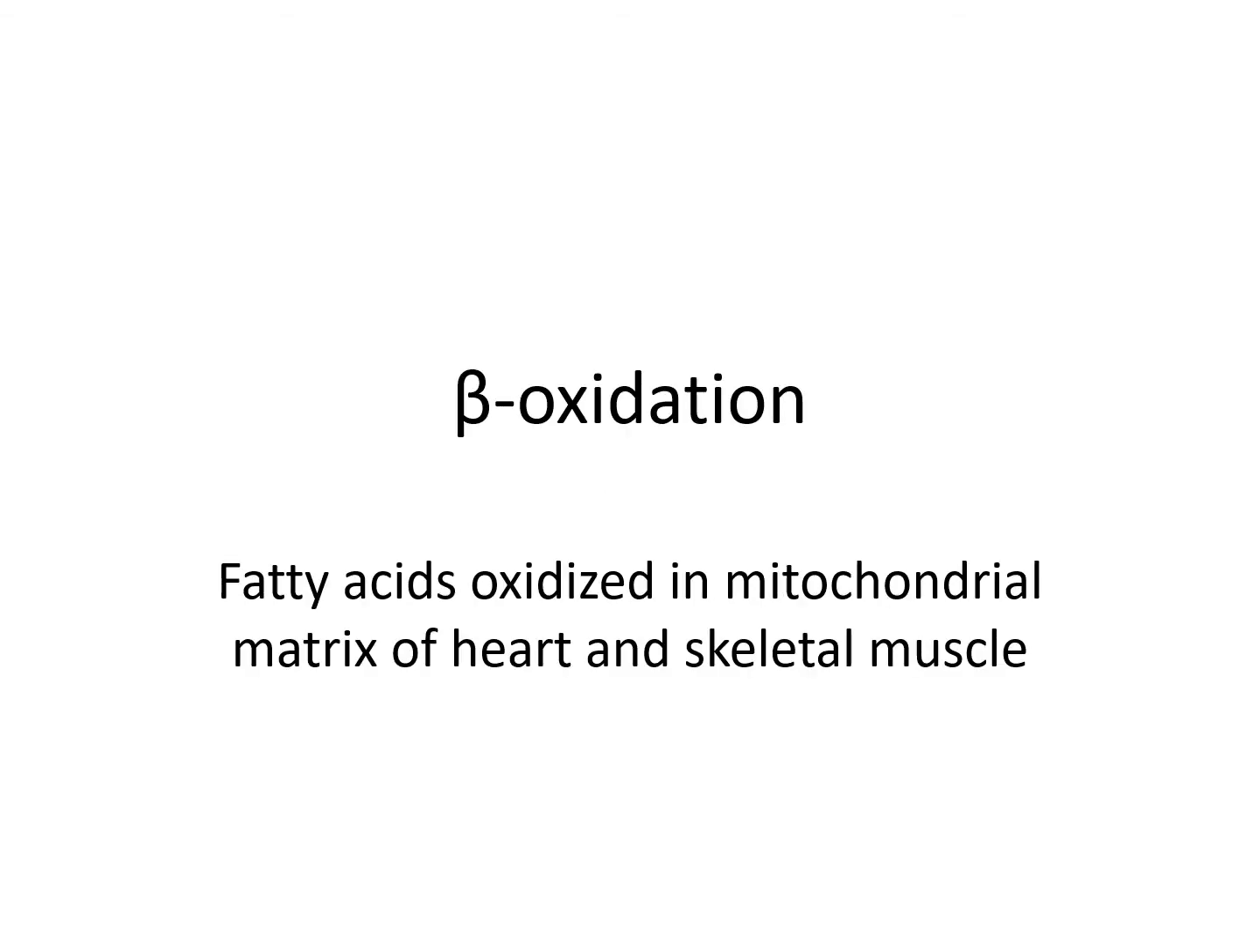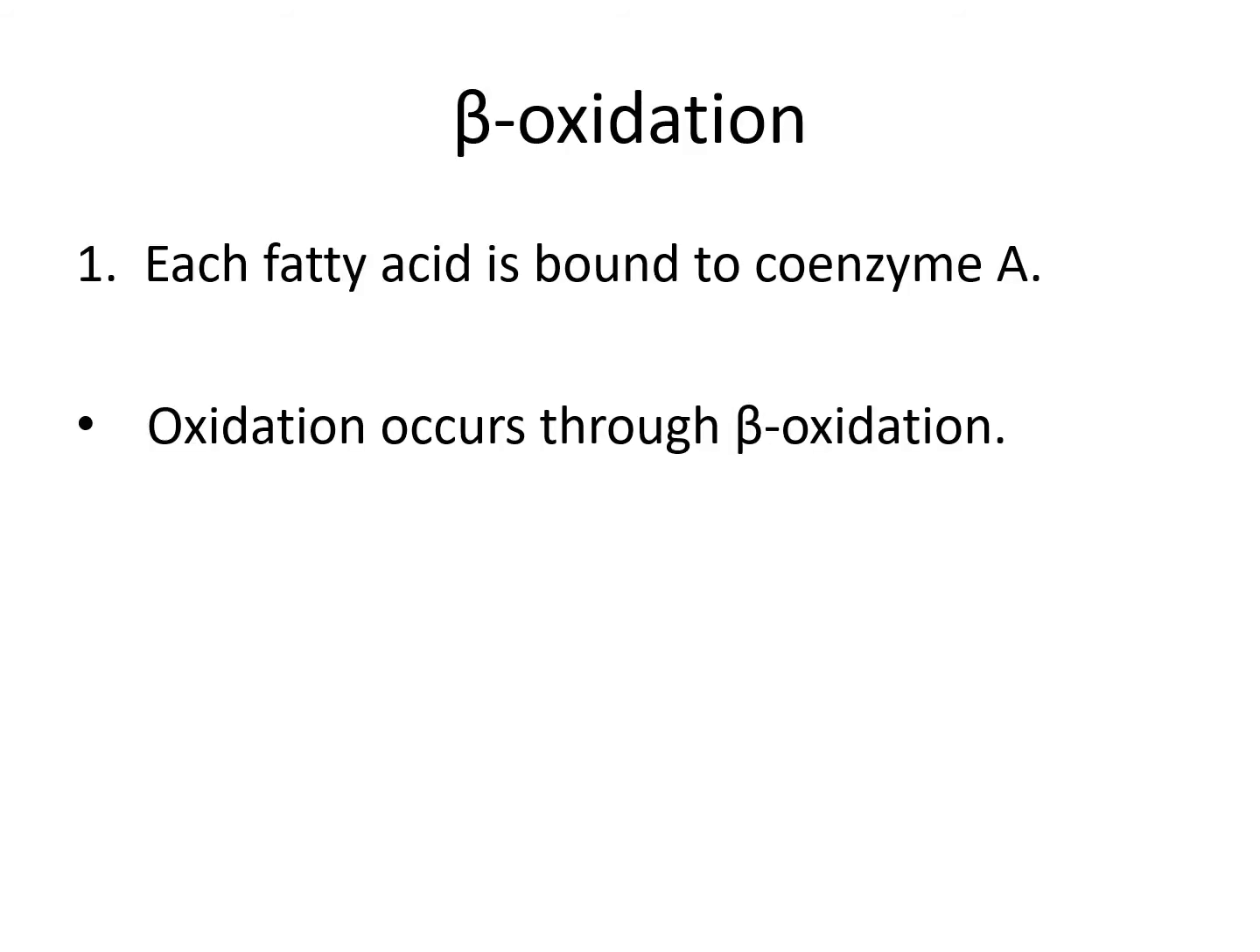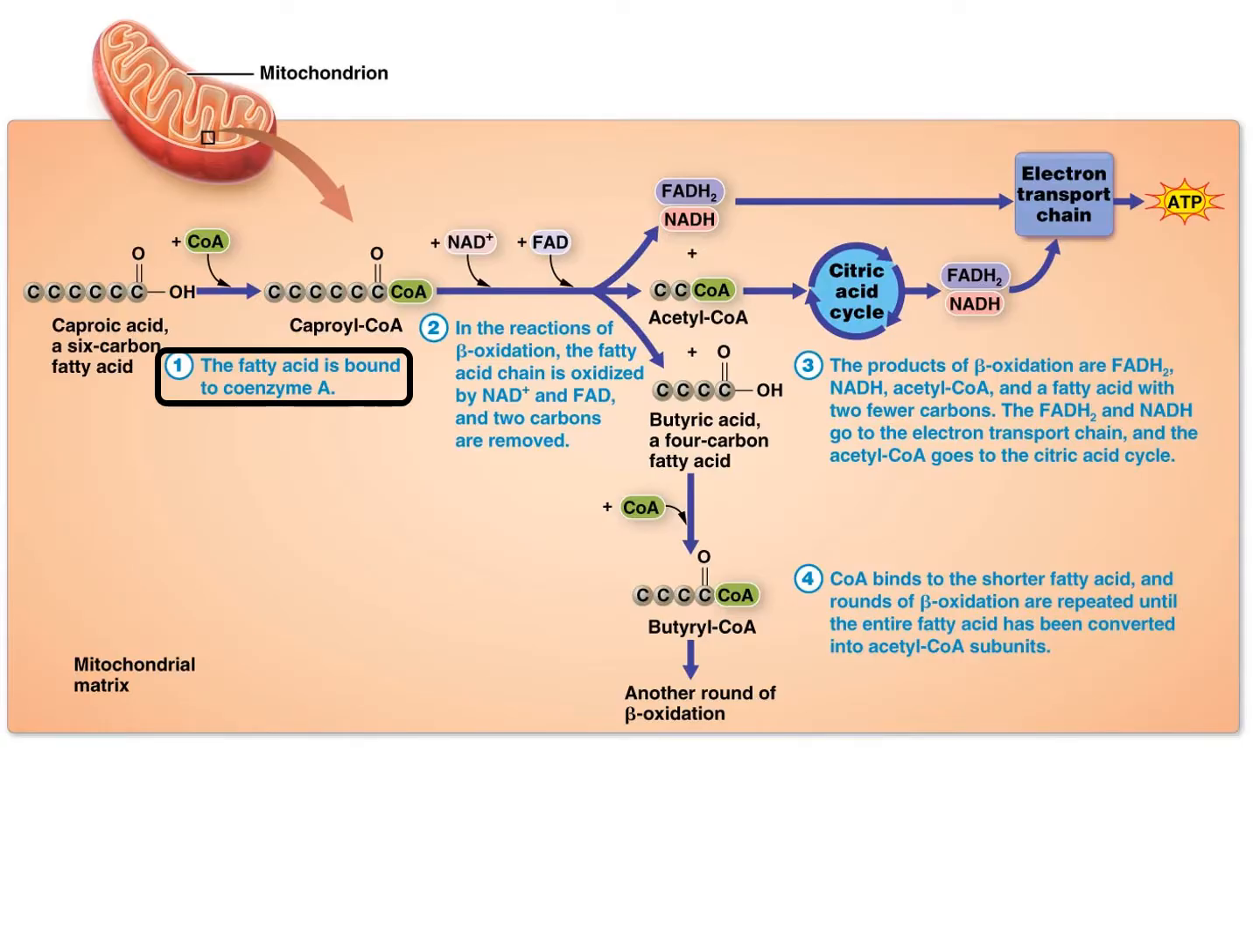Let's explain what beta oxidation is. Beta oxidation refers to the reactions in which fatty acids are oxidized in the mitochondrial matrix of the heart and skeletal muscle. The heart and skeletal muscle are specialized to be able to use fatty acids, and they do this through a process called beta oxidation. Now, what happens during beta oxidation? Well, fatty acids are bound to coenzyme A. We've heard about coenzyme A before.